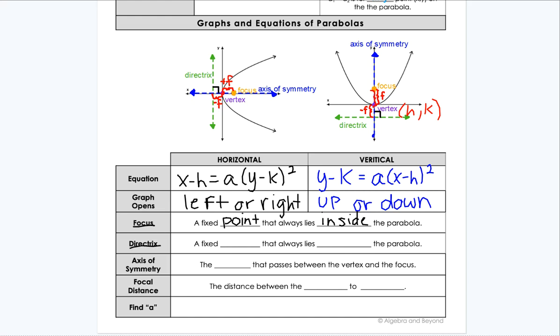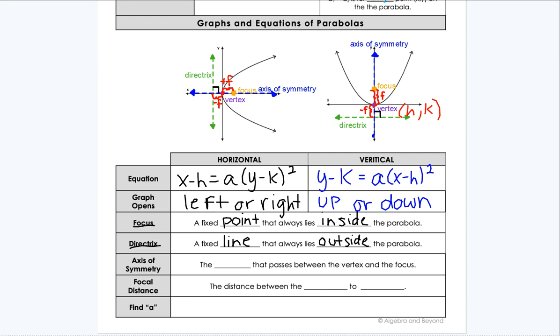And then we have that directrix that we talked about before. So the directrix is a fixed line. We can see it in our pictures up above. It's a dashed line is what we usually use to represent it, that always lies outside the parabola. And again, that focus and the directrix are what the points on the parabola are equidistant from.